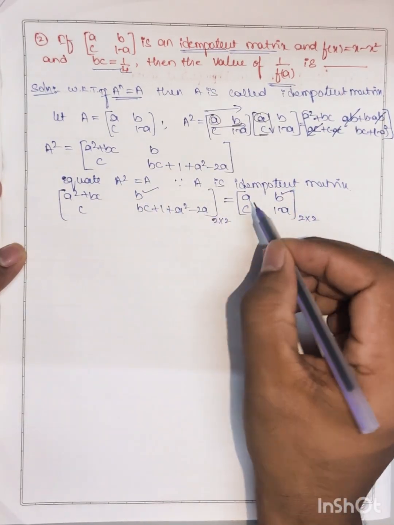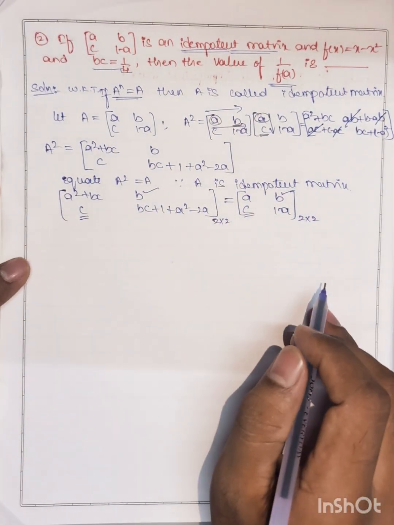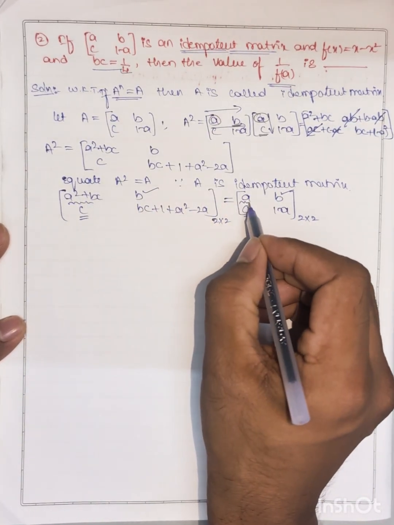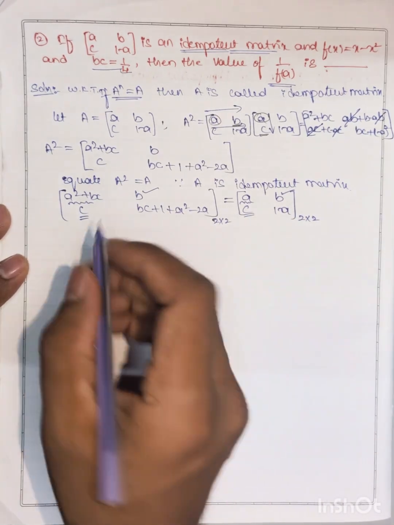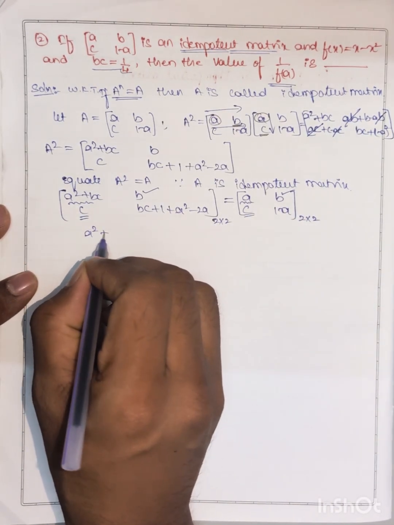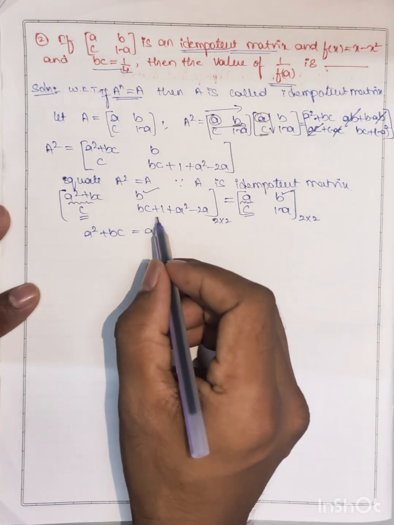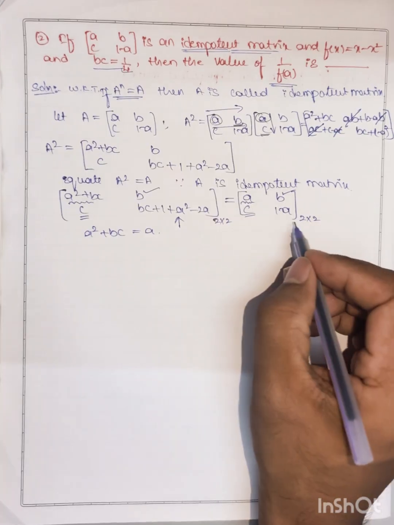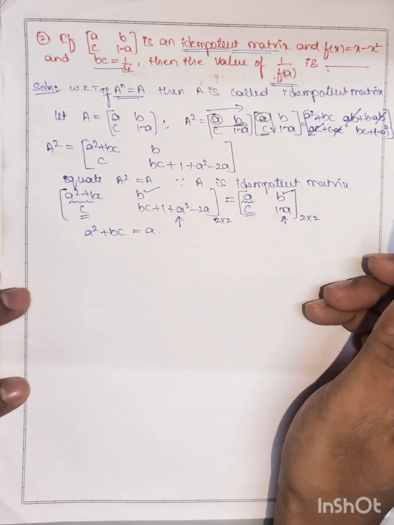See here, B is equal to B and C is equal to C. So these two corresponding elements are the same. Now, by equating the first row first column of the first matrix with the first row first column of the second matrix, assume I am equating the corresponding elements. A square plus BC is equal to A. And you can also compare the second row, second column of the first matrix with the second row, second column of the second matrix. Corresponding elements can be equated accordingly.